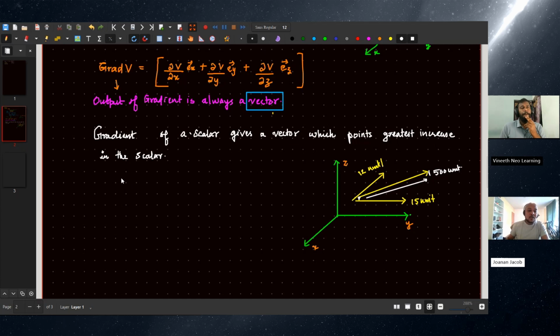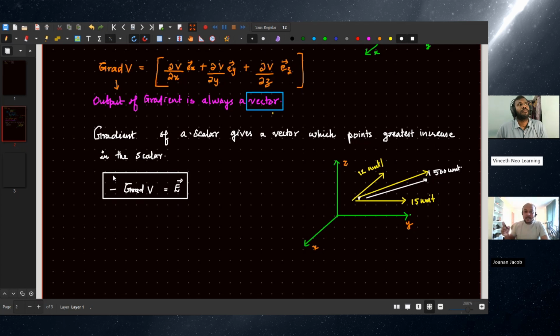Earlier I told you gradient of V or negative of gradient of V is actually equal to electric field. So in electrostatics we have studied electric field always points in a direction which is equal to the greatest decrease in voltage. Do you remember? Potential. That's because of this property. So actually, this negative sign says that it is the direction of greatest decrease. Okay, have you understood that?